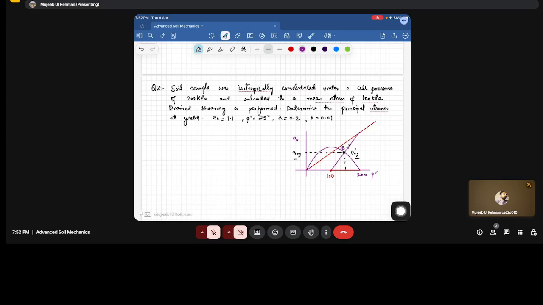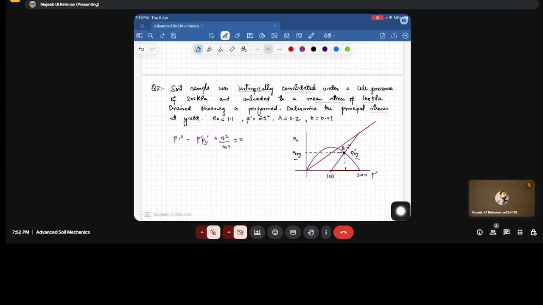So what is the equation for the yield curve? In general I am writing p' squared minus p' p'y plus q squared divided by M squared is equal to 0. This p' corresponds to this, p'y is here, p' is again p'y, and q squared is qy. Fine.